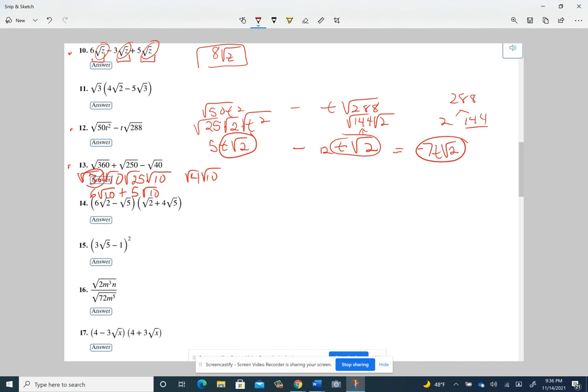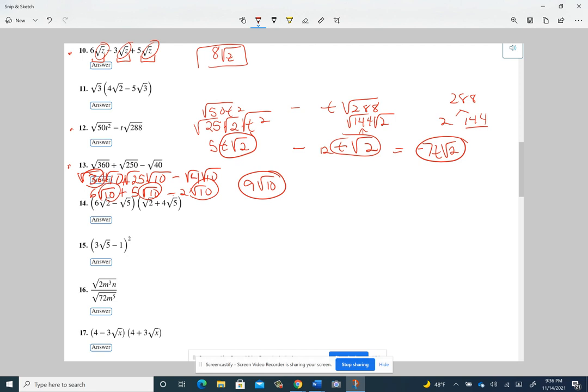Right? So this in between here was a minus. So that's going to be minus 2 square root of 10. And then they're all square root of 10s that I'm combining. So that's 6 plus 5, which is 11, minus 2 would be 9 square root of 10s.